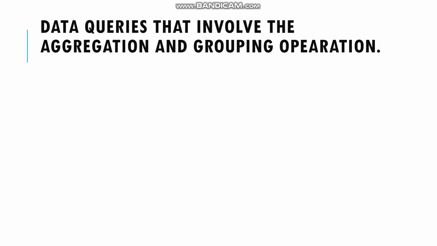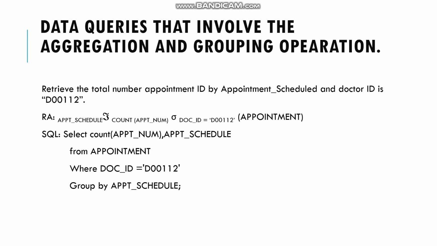Next, I'm going to show you the data query that involves the aggregation and grouping operation. If we have a problem like retrieve the total number of appointment IDs, appointment schedules, where doctor ID is D00112, we can use the aggregation and grouping operations as shown below. As you can see, aggregation is used to count the number of rows or appointments, and group by appointment schedules, for the appointment table where the condition is doctor ID equals D00112.